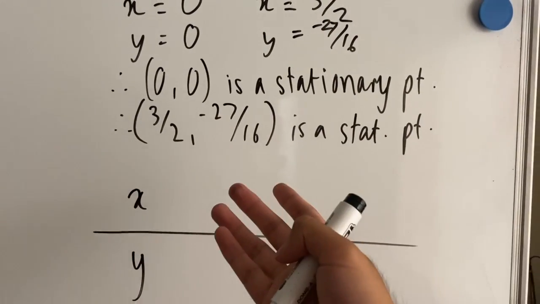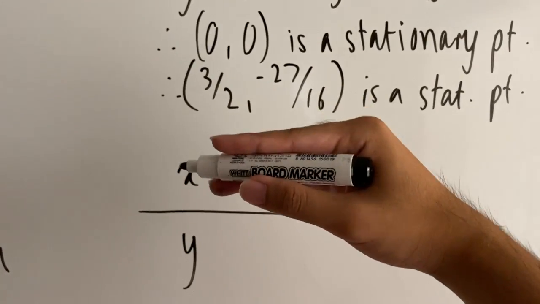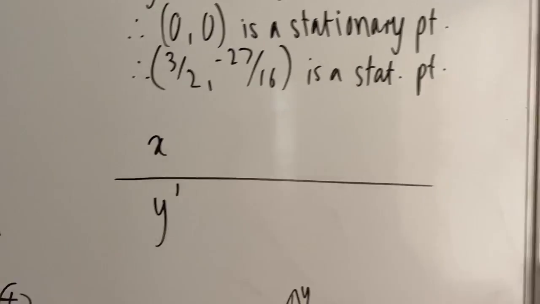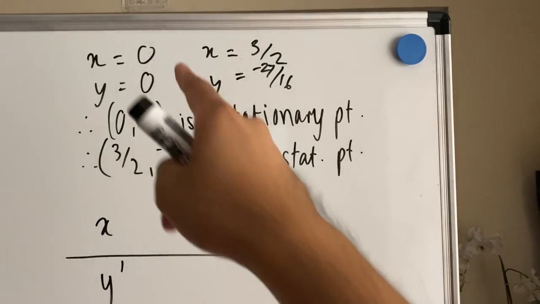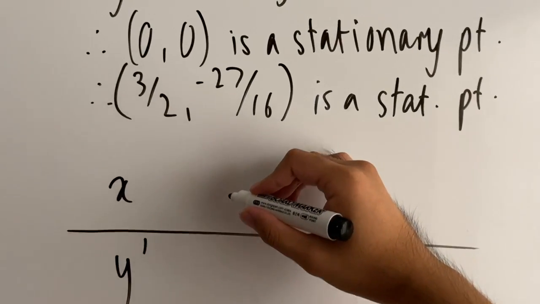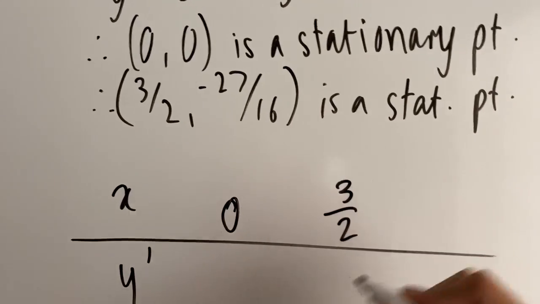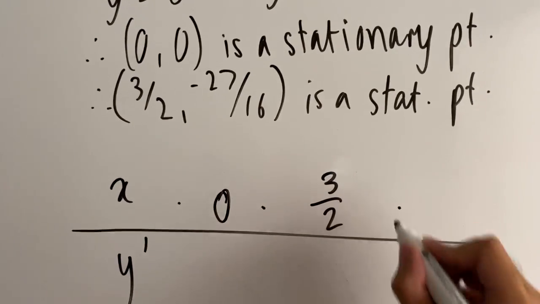So what you want to focus on here in your y dash table is a row of x values and a row of y dash values, okay? And so how we're going to start this off is by writing in the x values that we just found out, 0 and 3 on 2. We always need to do this in order. So I'll put the 0 over here, and I'll put the 3 on 2 over here. Make sure you leave a gap of 1 here, a gap of 1 here, and a gap of 1 there.